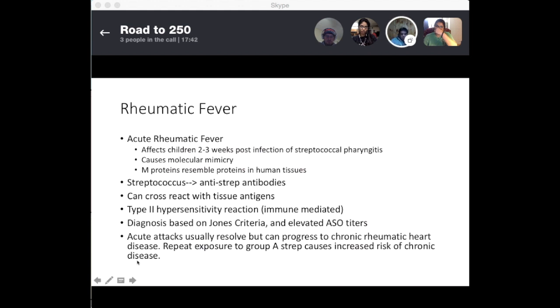So let's talk more about the Jones criteria, and as well, you're going to see elevated ASO titers. I just don't have it anywhere else besides the First Aid review page, so just keep that in mind.